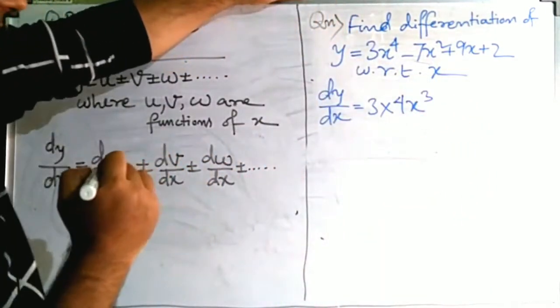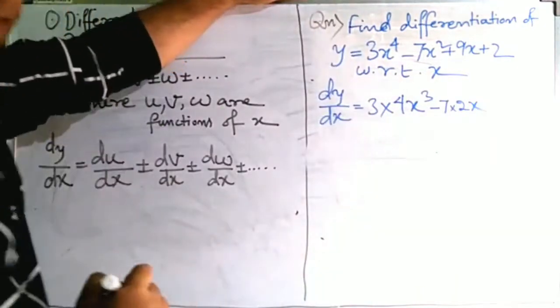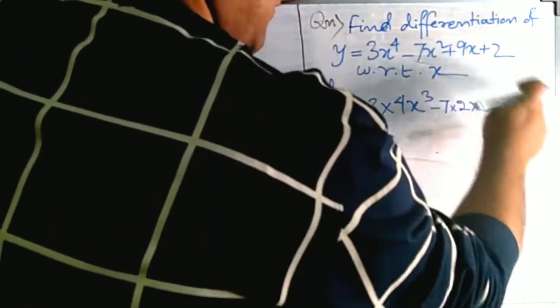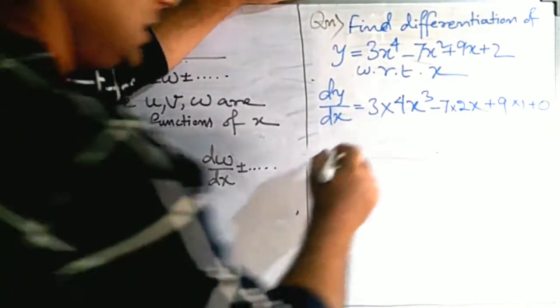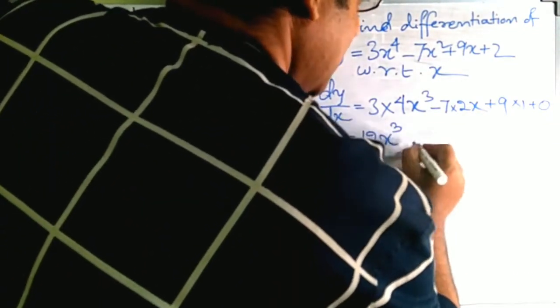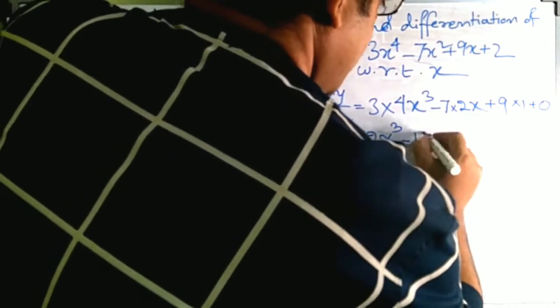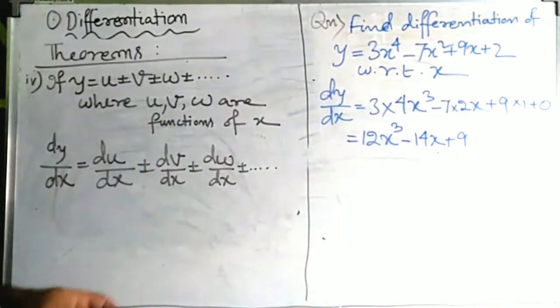I am writing directly: x cube minus 7 multiplied by x square, 2x, plus 9. So the differentiation of x is 1, plus the differentiation of a constant is equal to 0, right? So we can write it directly: 12x cube minus 14x plus 9. This is the differentiation.